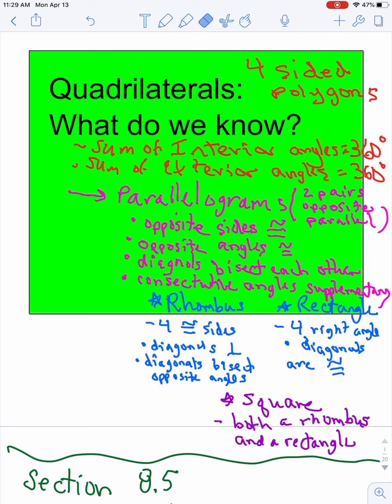So I would encourage you right now to pause the video and read through the information about what we know about quadrilaterals, about what we know about parallelograms, what types of parallelograms we have, rectangle, rhombus, and then also squares. Then when you're finished absorbing all of it, start the video back up and we'll look at quadrilaterals that are not parallelograms.